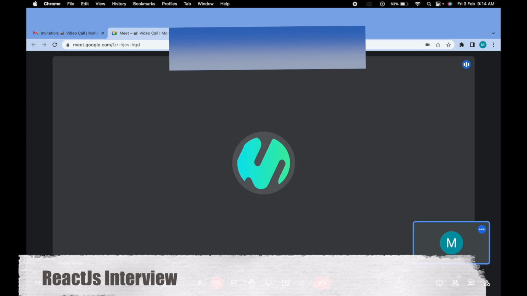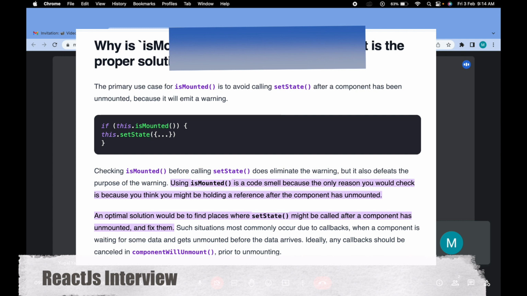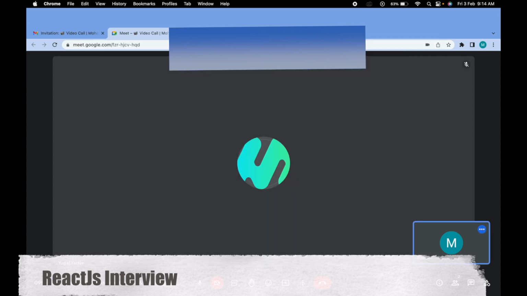Okay. And why is isMounted considered an anti-pattern in ReactJS? And what is the solution to avoid this? Sorry, I don't know. No, sir. I don't know.